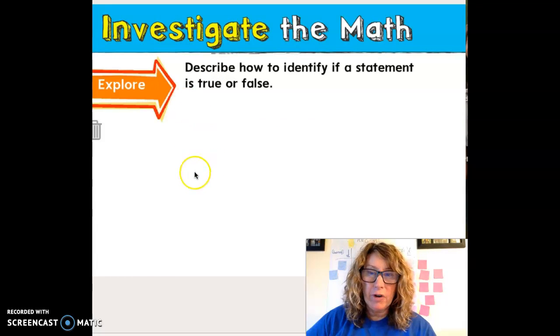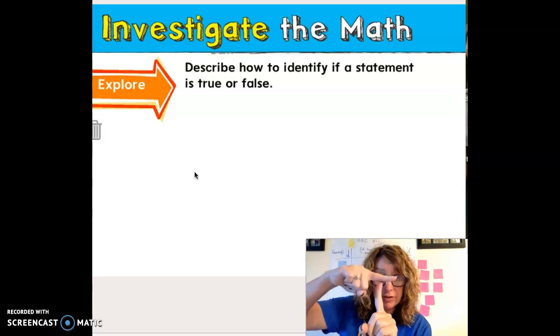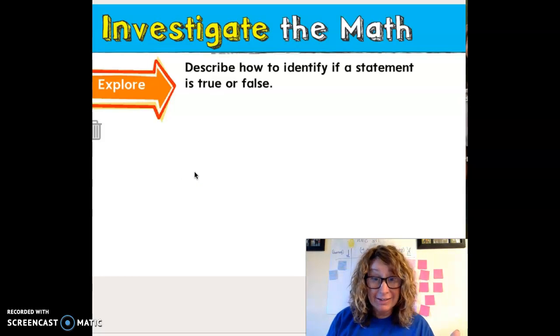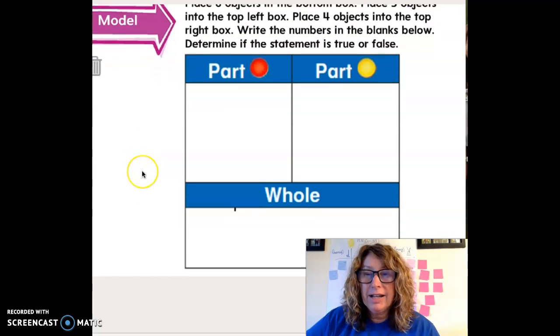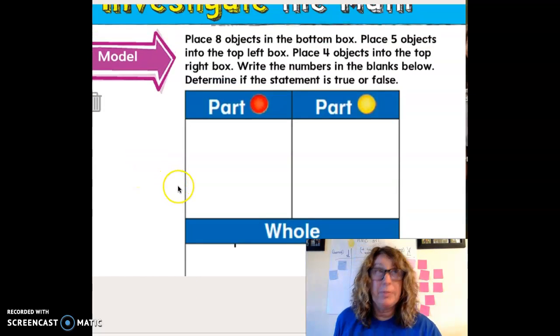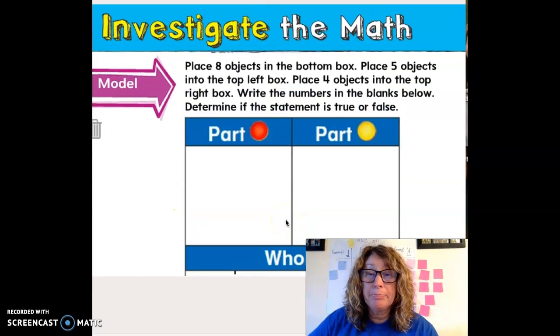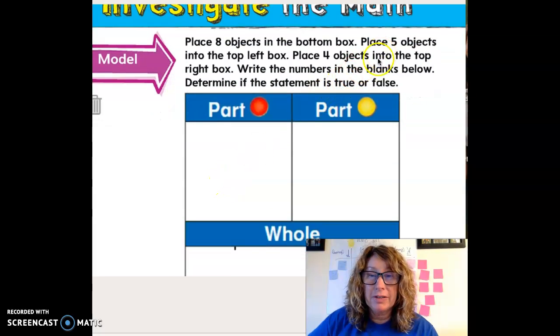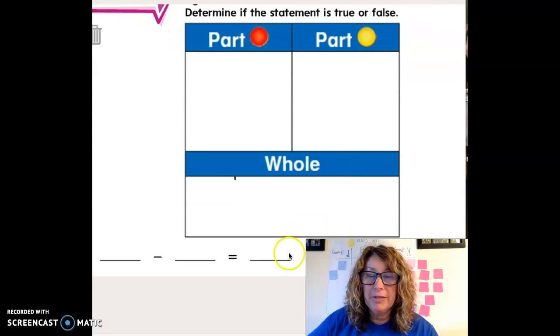We're going to explore now and describe how to identify if a statement is true. Here's a T for true, means it's a fact. We know it is true. Or false, meaning it is not true. On here, it says to place some objects in the bottom box. Here's the part, whole. Put 5 objects in the top left box, 4 objects in the top right box, and write the numbers in the blank box and determine if it's true or false.